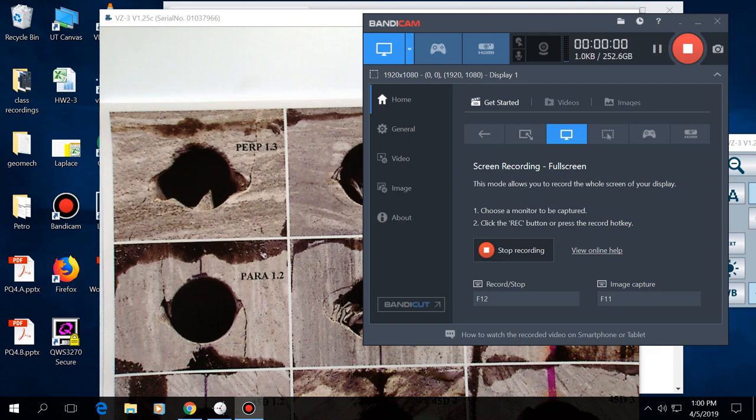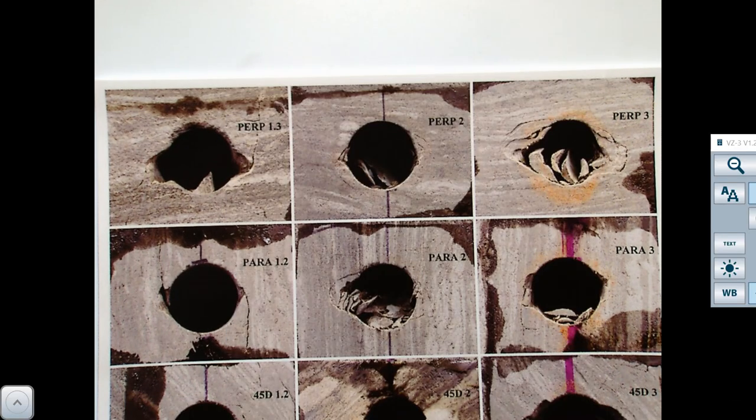We're recording here, and so before we start, let me show you a couple of pictures of a colleague of mine that show something very similar to what you did in the laboratory. So by now, all of you did the lab in which you were doing breakouts and tensile fractures.